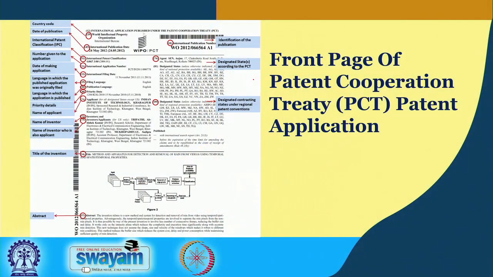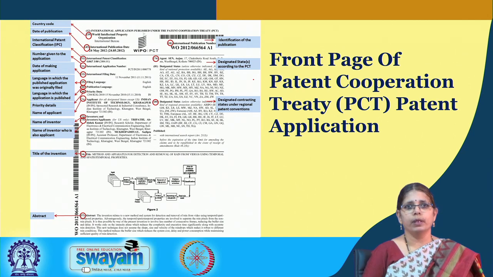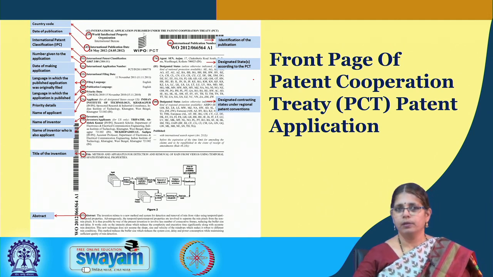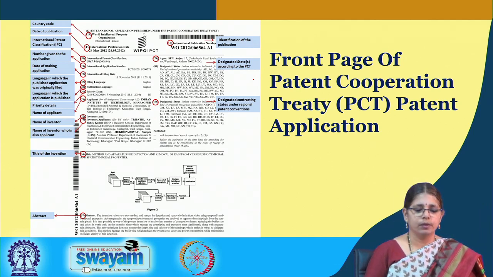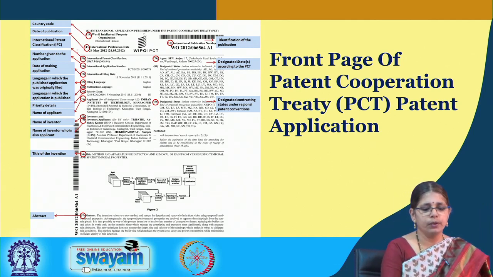Continue with the deliberation on the different patent documents and the data covered under each of those documents. The documents published under the PCT by the WIPO are what we call the WIPO documents, the WO publications, and this is one example of a patent which is published under the PCT mode.